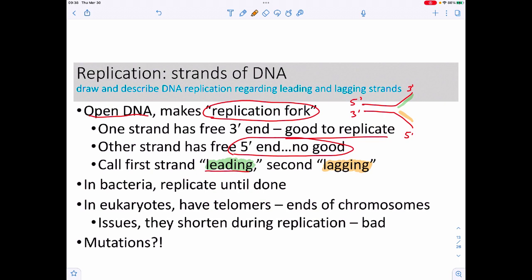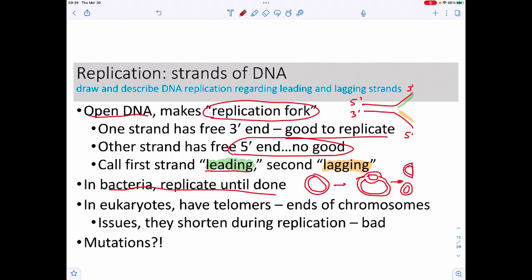This process goes until you're done. So in bacteria, they turn out to have circular DNA. So it turns out that when they open up their DNA, it's kind of simple, and this will go until eventually it breaks up into two pieces.